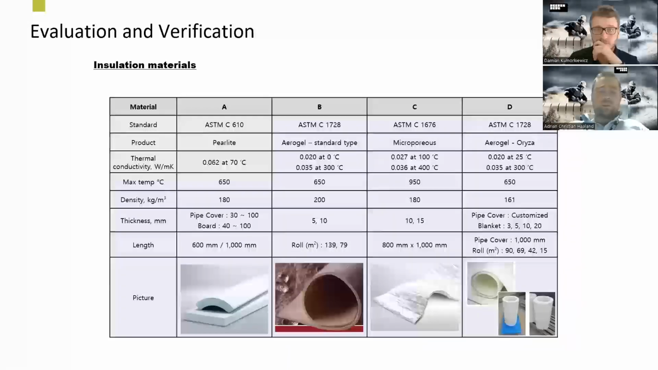The materials they use in South Korea are slightly different from what we use in Europe. Instead of mineral wool and cellular glass, they use a lot of perlite. This is the cheap standard material of choice that you will find in a lot of industry. But they also, to a larger and larger extent, are using aerogel products. On very high temperature, they're using something called microporous, which is a more expensive specialty product for the high temperature application.